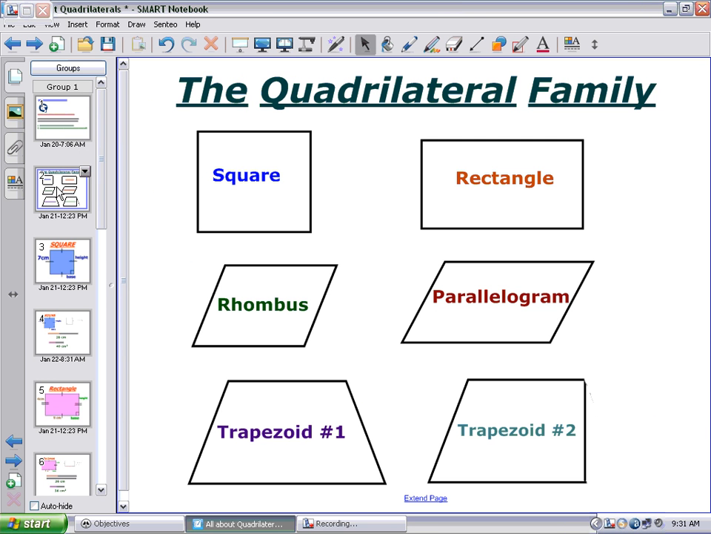The quadrilateral, there are five: square, rectangle, rhombus, a parallelogram, and a trapezoid. Now, because a trapezoid has two different looks, I'm going to break each of these shapes down as if they were different, even though they're calculated exactly the same way.